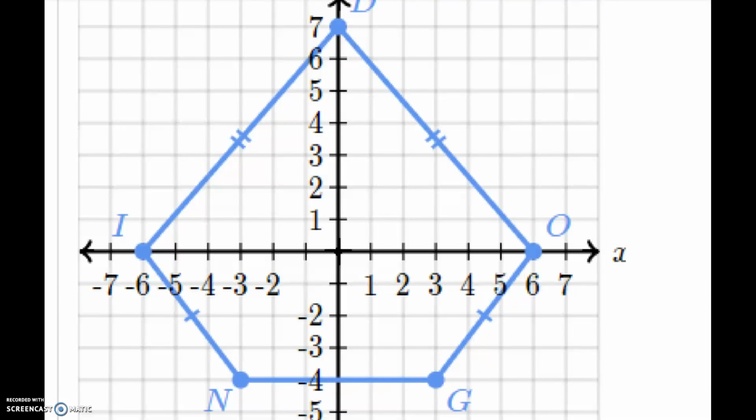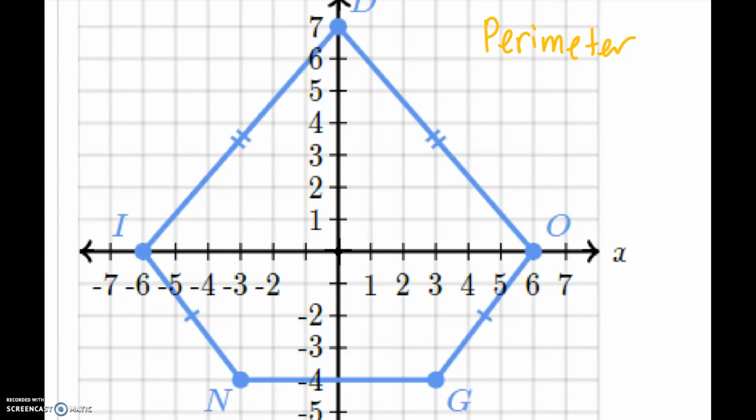Hi everyone. In this video we are going to work on a problem from Khan Academy, and we will find the perimeter of this beautiful pentagon. As you know, perimeter is the distance around the figure, around the shape. We will work on the perimeter.